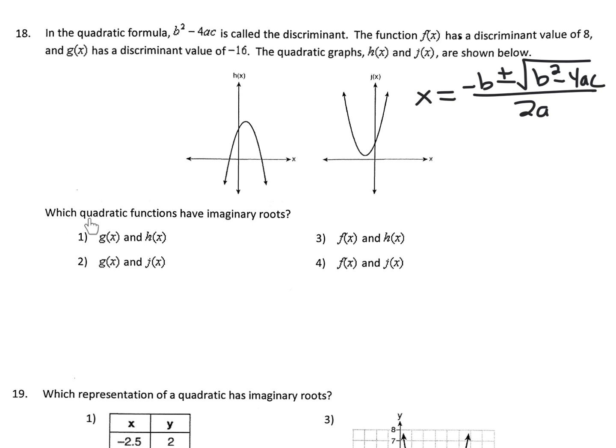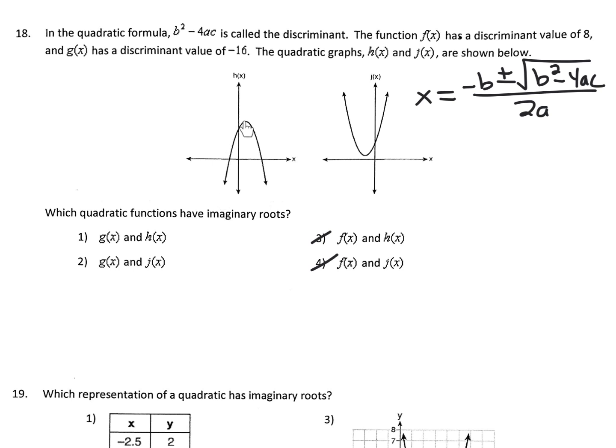So down here, when it says which quadratic functions have imaginary roots, we know g of x has to be in our answer. So it's got to be choice 1 or 2, not f of x. Let's cross those off. Now we're deciding between h of x and j of x. Here's h of x, and here's j of x. Remember, imaginary roots do not intersect the x-axis.